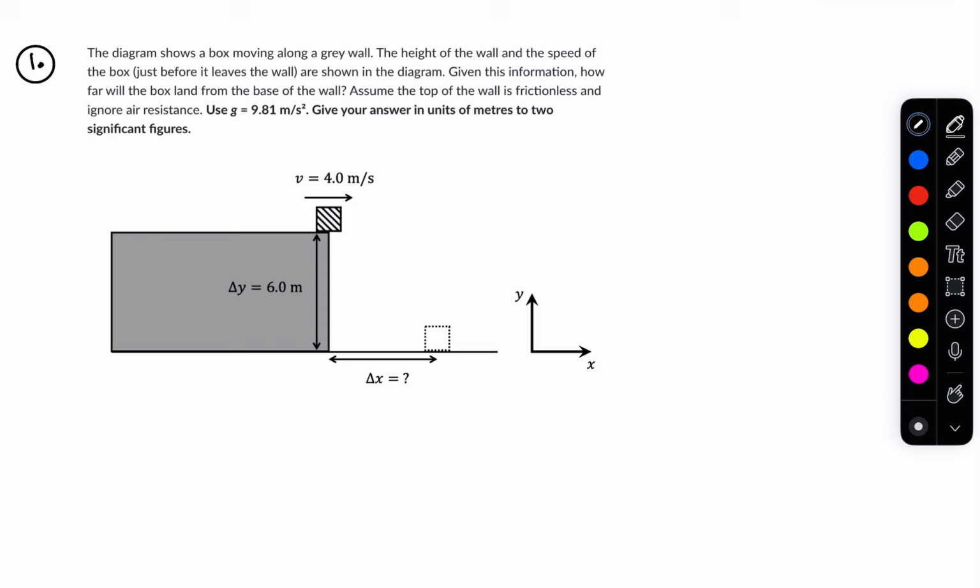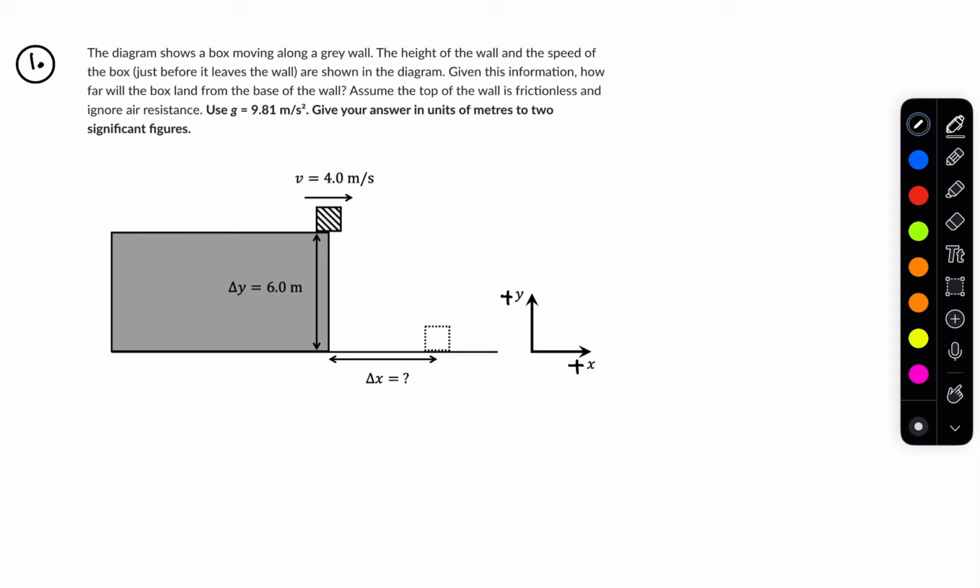If we keep things simple, we will use the coordinate axes provided in the question. So up is plus y, to the right is plus x, and down would be minus y, and to the left would be minus x.